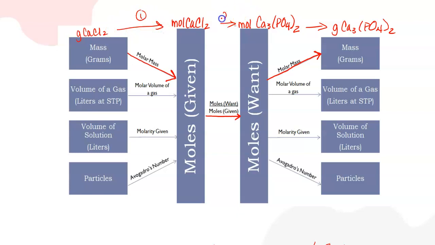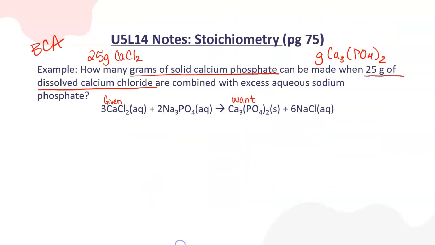So that tells me I have 1, 2, 3 steps, where the first step is going to use molar mass. My third step will also use the molar mass, but of the new substance. And then to go from moles to moles, in this case, we're going to use the BCA table. Okay, and that'll be our second step. So I'm going to rewrite that here. Okay, so I have 1, 2, 3 calculations.